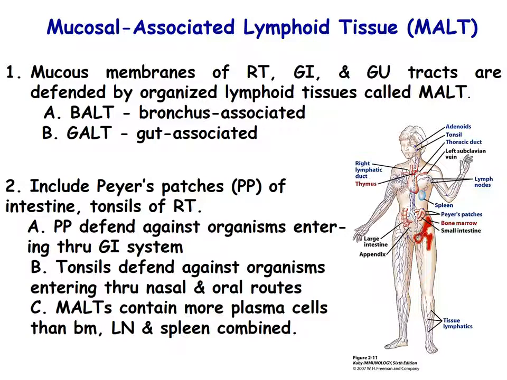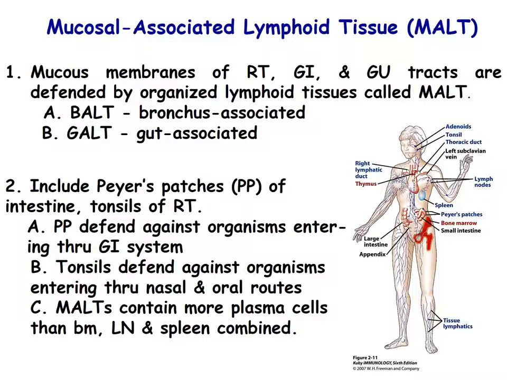So Peyer's patches, which are PP, lined up in the intestine, and tonsils of the respiratory tract, these are all part of the mucosal associated lymphoid tissues. And they're going to defend if organisms or pathogens come through any of those routes: the Peyer's patches through the GI system, the tonsils through the nose and respiratory tract.